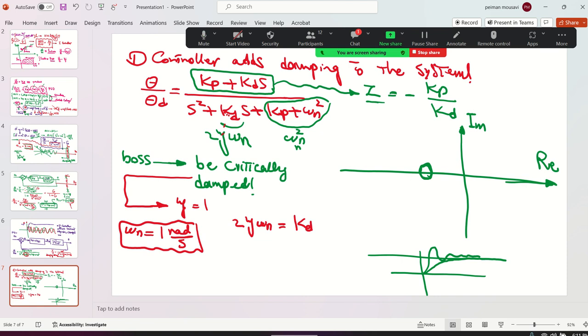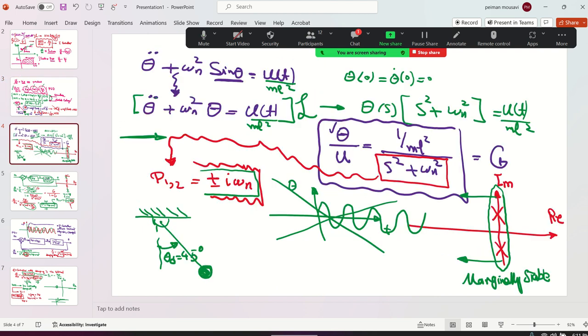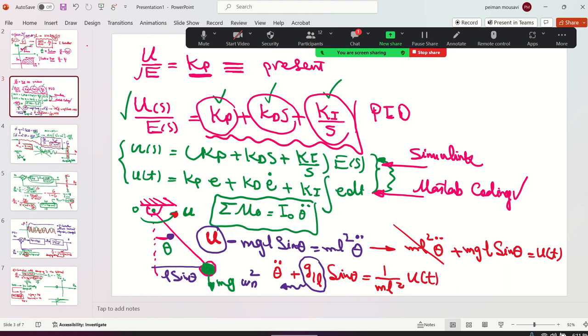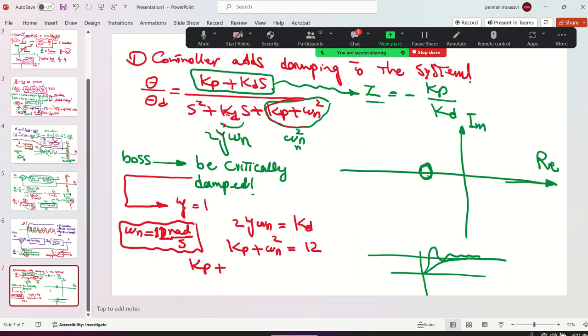Okay? Let me say not 1, 12. Make it sensible. 12 radians per second. So your natural frequency is this: Kp plus the natural frequency of the pendulum, physical, is 12. So for Kp, I'm going to take you back to here. The natural frequency is the square root of G over L. G is 9.8, almost 10. L is 1. This is equal to 12. Say, oh, I found Kp. Kp must be 2.